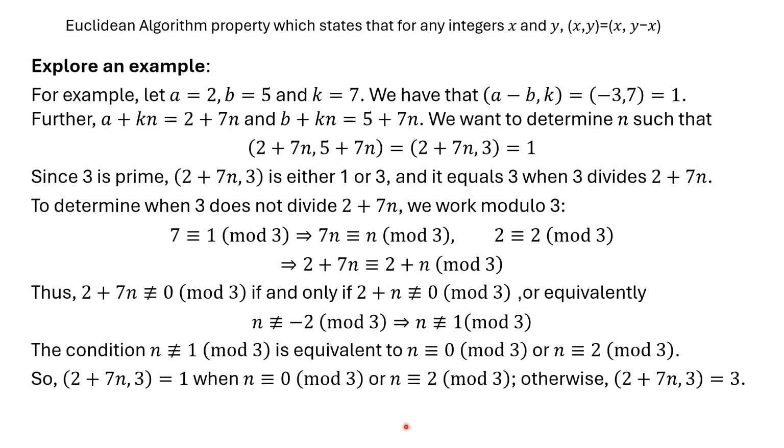Okay, so that may give us some insight as to how we would go about solving the problem where we just have a plus kn and b plus kn, and we want to know the conditions under which, for n, the GCD of the two numbers is 1. So we'll look at that in the next slide.